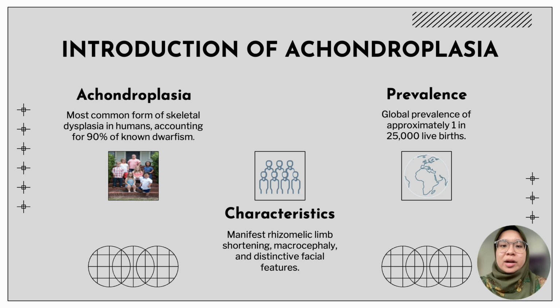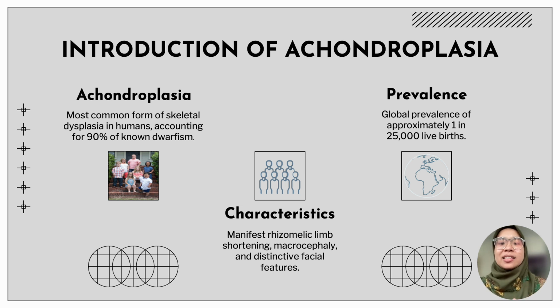As for introduction, achondroplasia is the most common form of skeletal dysplasia in humans, accounting for approximately 90% of non-lethal dwarfism. It has a global prevalence of approximately 1 in 25,000 live births. Achondroplasia is characterized by rhizomelic limb shortening, macrocephaly, and distinctive facial features.